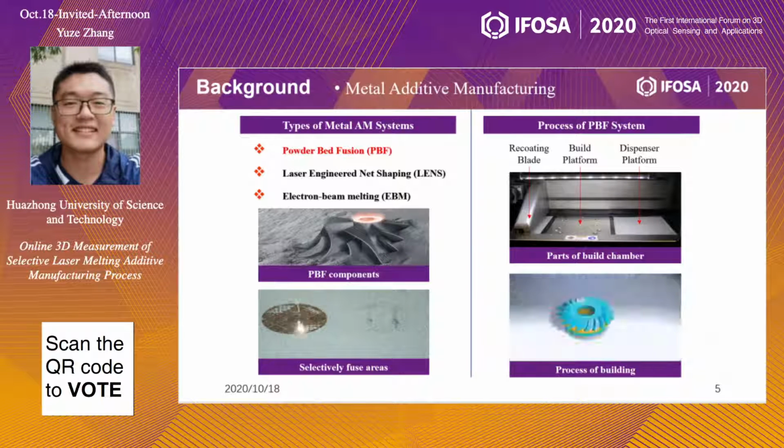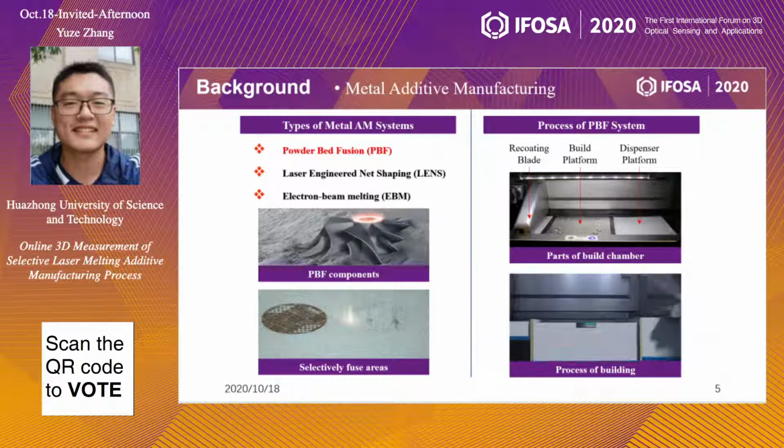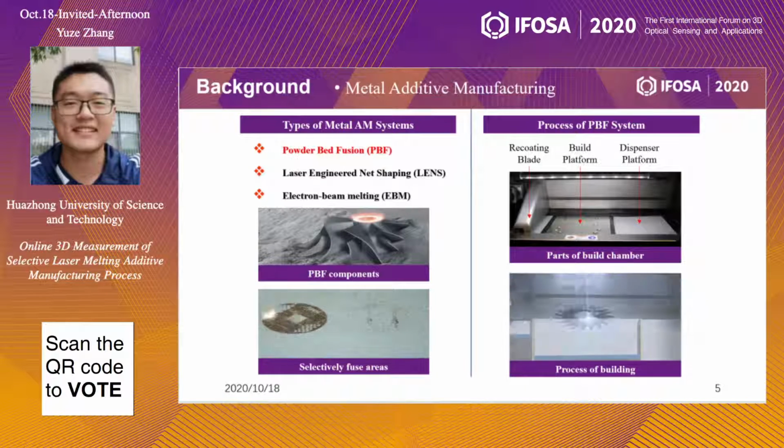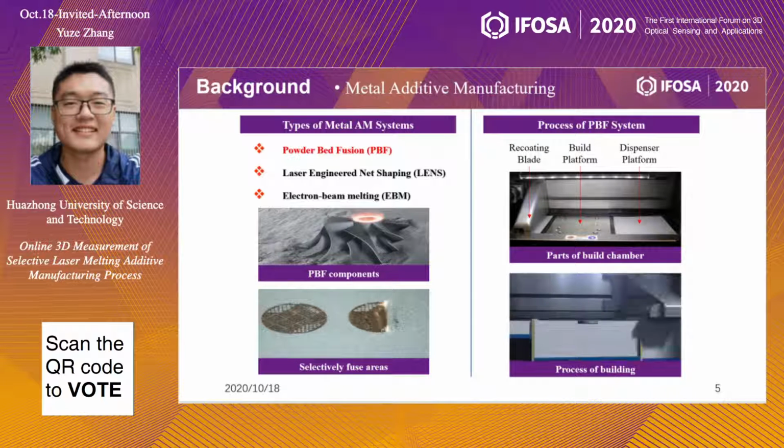This process uses laser as the heat source and metal powder as material to form components. The recoating blade spreads the metal powder on the build platform layer by layer, and the laser beam selectively melts the powder. This process continues to circulate, eventually forming the components.